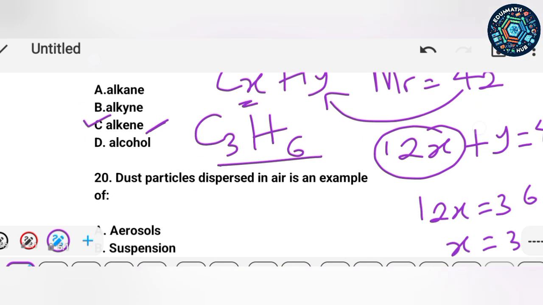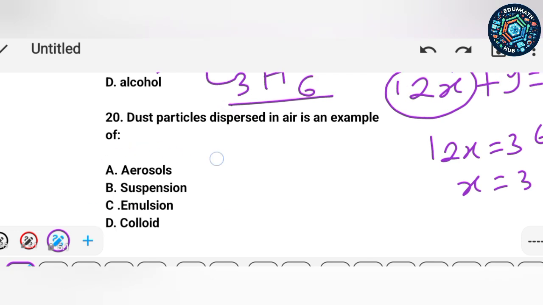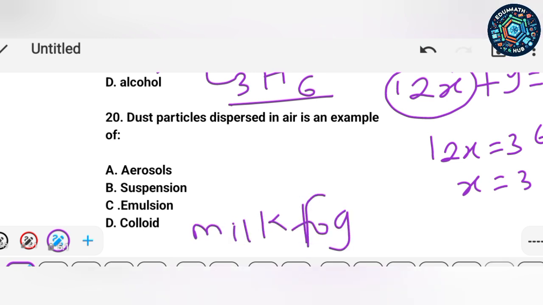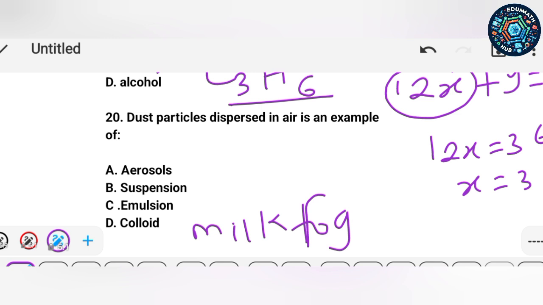Next one. Dust particles dispersed in air is an example of what? To understand the meaning of all these options, you first of all need to understand them. Now, what's a colloid? A colloid is when you have two substances of equal volume mixed together. One of them will be like a solute, but it is suspended in the other one. The particles in a colloid are very, very tiny. An example of a colloid is what you have in milk or fog. Milk does not settle easily. If you keep milk on the table, the white substances suspended in it will not settle. It will remain pure white like that.